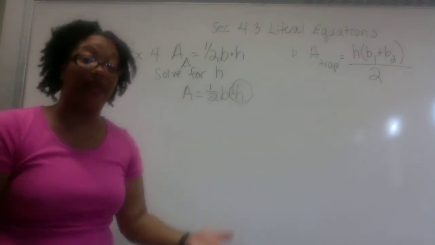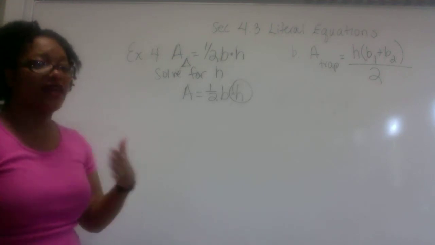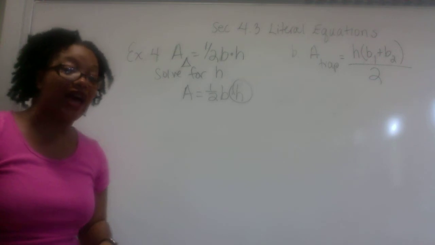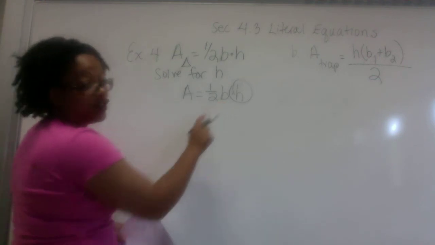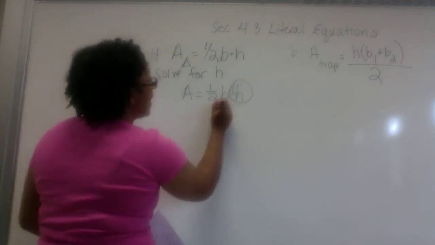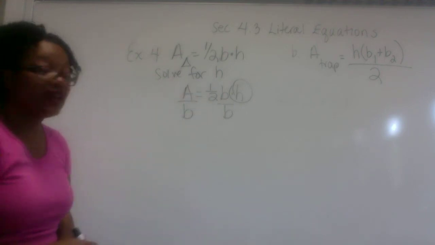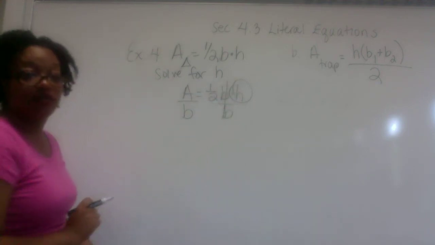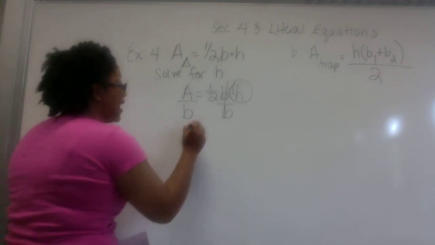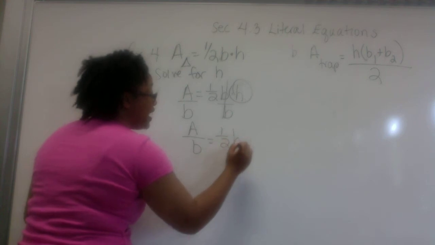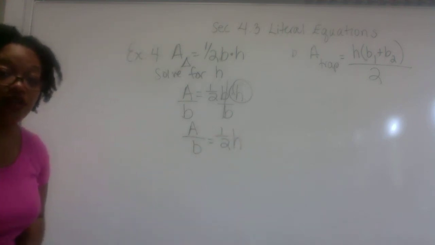So let's start with the B. How do we get rid of the B? If we're being multiplied, the inverse of multiplying is dividing. So in order for this B to go away, I've got to divide both sides by B. Okay, you see that? So the B's cancel out, and I'm left with A over B is equal to 1/2 times H. So far, so good?